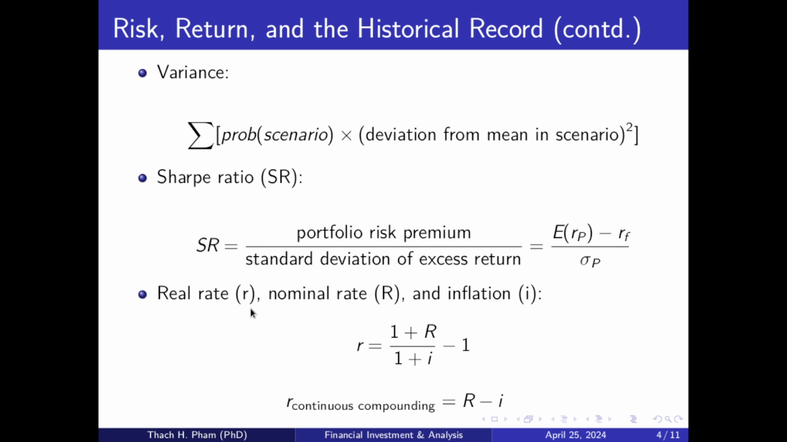For the real rate, with small r the real rate, capital R the nominal rate, and i the inflation rate, we have the real rate equal to 1 plus the nominal rate divided by 1 plus the inflation rate, minus 1. For the real rate with continuous compounding, it equals the nominal rate R minus the inflation rate i.